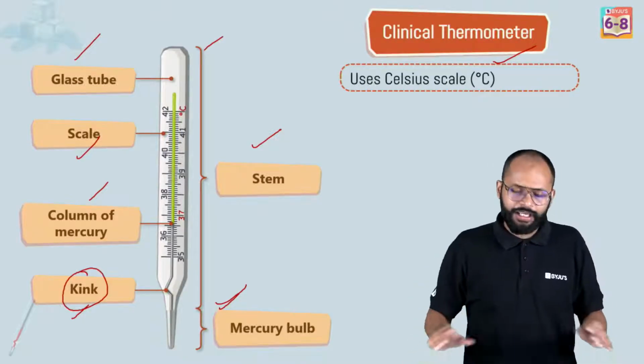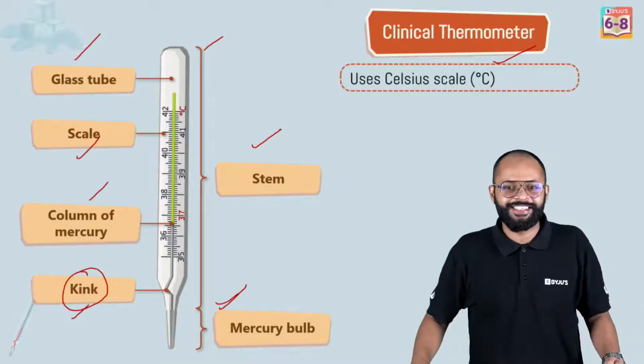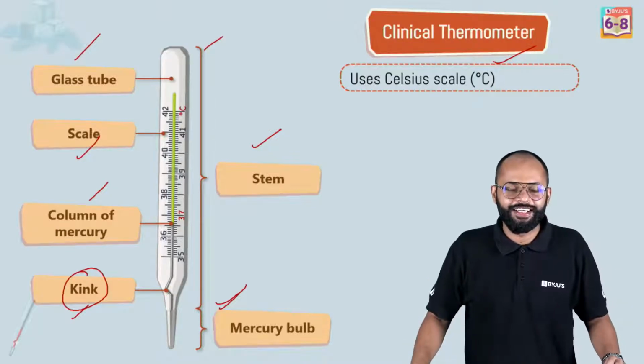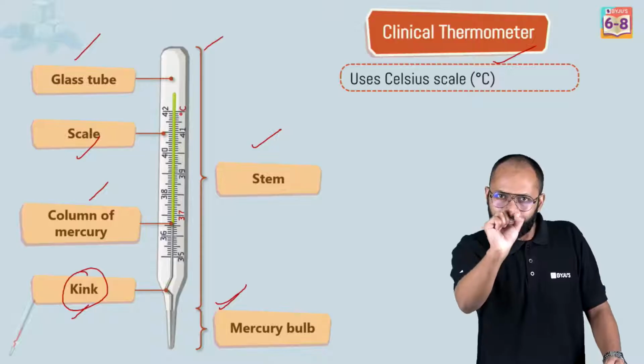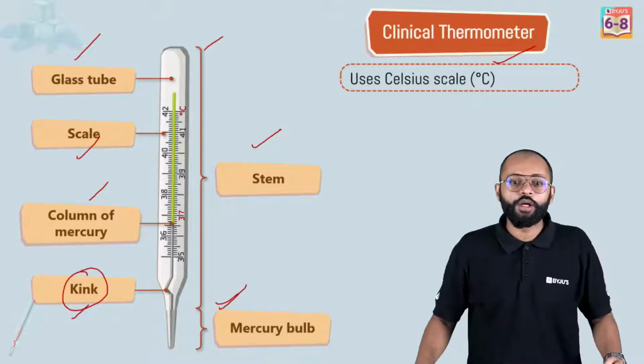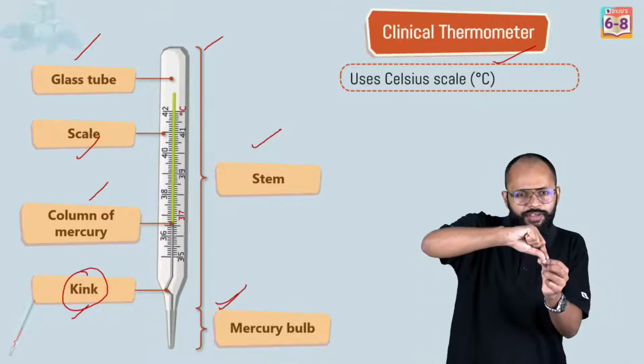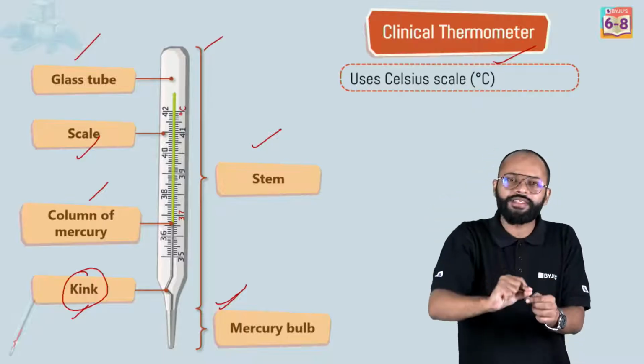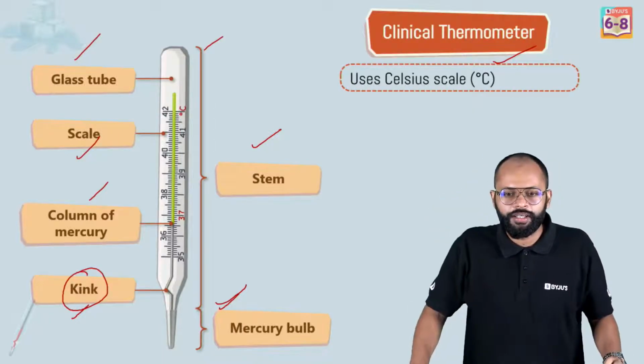Outer covering is glass tube. Yes. And now, kink matlab ek sharp bend, hai na? Column of mercury, a capillary, it's a very hollow, narrow tube. That is what we are saying as column of mercury, right?